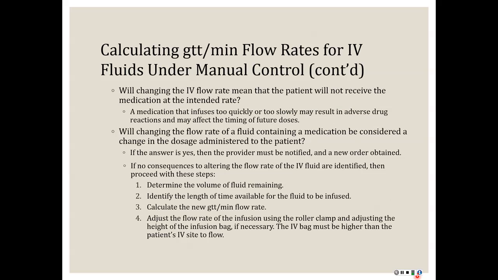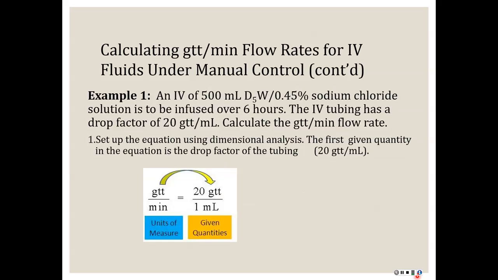Okay, so let's go ahead and look at some problems. We have an order where we're going to give 500 milliliters and we are going to give that over 6 hours. The IV tubing has a drop factor of 20 drops per milliliter. We need to calculate the drops per minute flow rate.